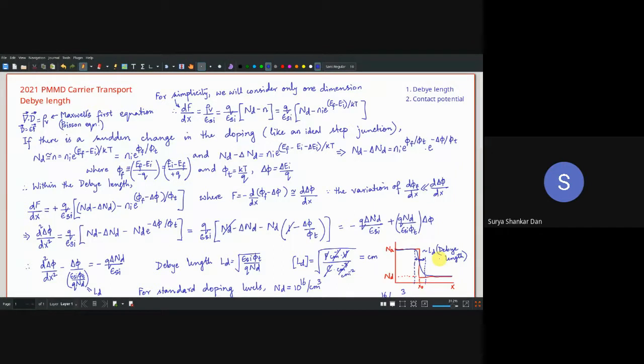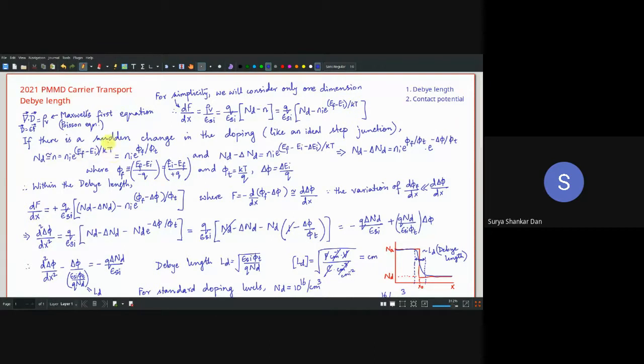I am repeating this many times so that you can understand this, because later on when I'll be teaching you depletion width, many of you are going to get confused about the difference between depletion width and Debye length. So when we deal with the depletion width, we will get back over here again. So let's understand. If it is an ideal step junction, you can clearly understand this Nd and Ni will be the same. So Ni e to the power this factor will be the same as I've written already.